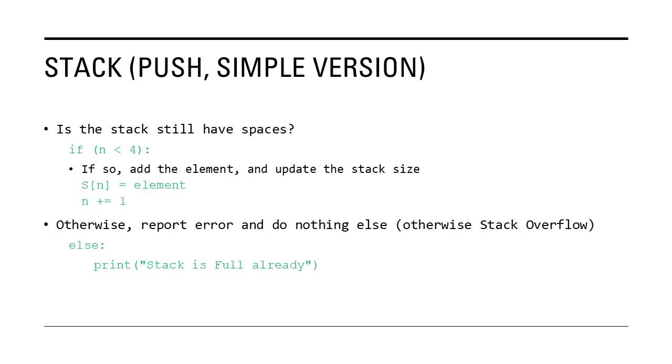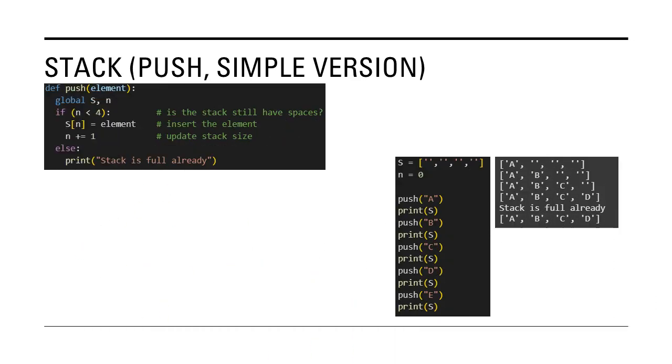We will now translate the English text into Python code highlighted in green. The push function is shown on the left, the test code is displayed in the middle, and the test results are shown on the right.